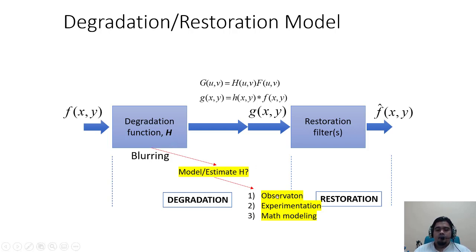From these three, later you will see that the first one is more subjective, and number 3 is the easiest because it uses mathematical modeling. The first one is a little bit hard to perform because of the subjective mechanism involved. We will see later, but just remember that these are the three approaches you can use to model H: first observation, second experimentation, and third mathematical modeling.